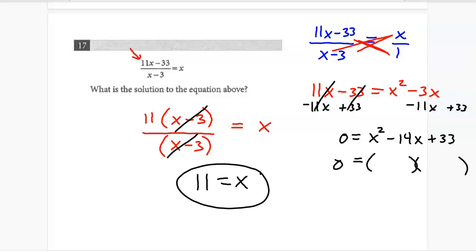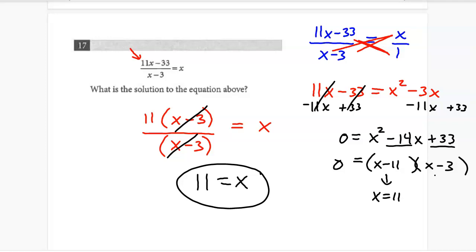So I guess I will finish it. Two numbers that multiply together to make 33 and add together to make negative 14. So that'd be x minus 11 and x minus 3. If you FOIL that, you will get what's above. And then zero product property. If this times this equals 0, one of these expressions is 0.